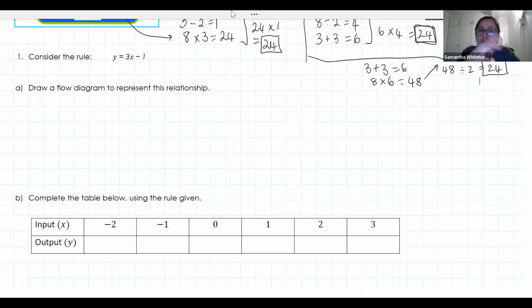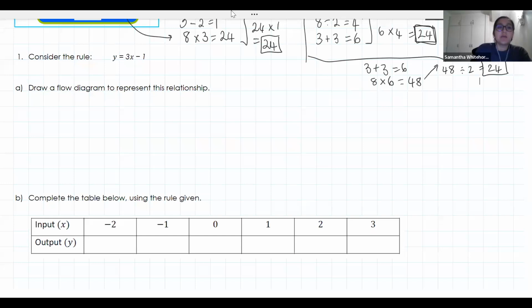So I'm going to start to chat about this in terms of graphs today, and then on Monday, we're going to start drawing graphs, and we're going to use a table in order to draw graphs. So it's really important that we understand how to get from a rule to a table, or a table to a rule, etc.